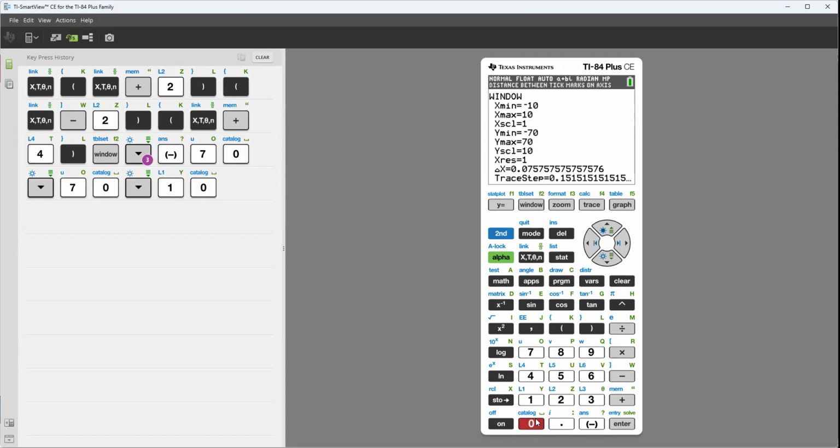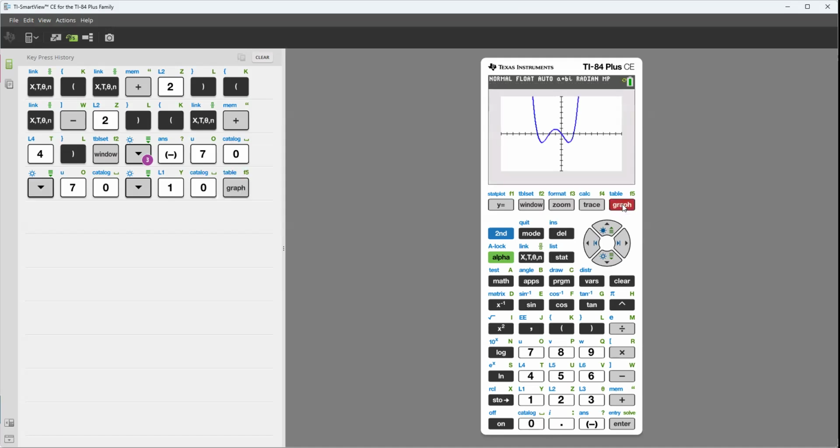Anytime your Y values are in the 70, 80, 90, 100 range, you want the scale to be 10 on those, okay? All right, y'all, let me hit graph.